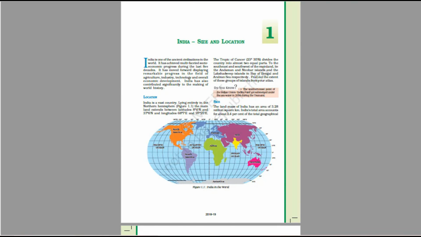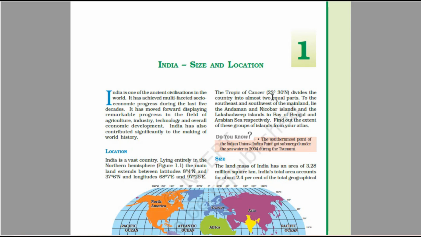Now come to the Tropic of Cancer, 23 degree 30 minutes north, which divides the country into almost two equal parts. Here I want to mention a main point, that is the Tropic of Cancer passes through 8 states of India, and those are Gujarat, Madhya Pradesh, Rajasthan, Chhattisgarh, Jharkhand, West Bengal, Tripura and Mizoram.